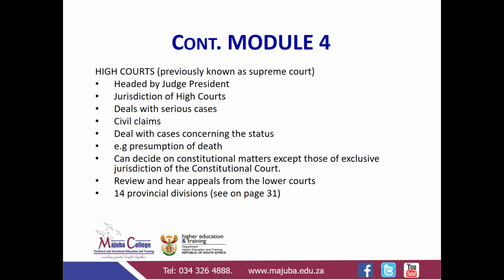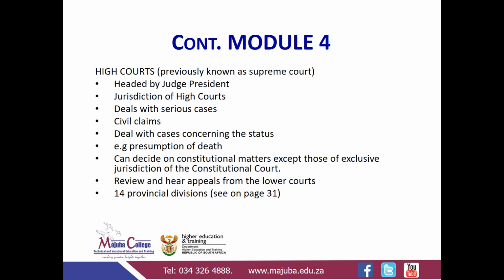take for example, one of your relatives went missing, he became a vagrant somewhere else, and he could not be found, and there are some other things you had to do regarding his name or his assets or whatever within the family. You can make an application in the High Court just to presume that person is dead so that you can get a death certificate and do all the necessities, right? So the High Court can also decide on constitutional matters, except those of exclusive jurisdiction by the Constitutional Court. They also review and hear appeals from the lower courts, that is, from the magistrate courts, right?